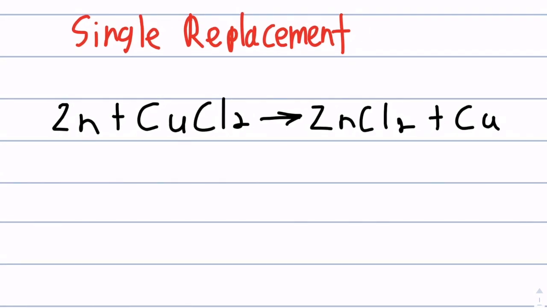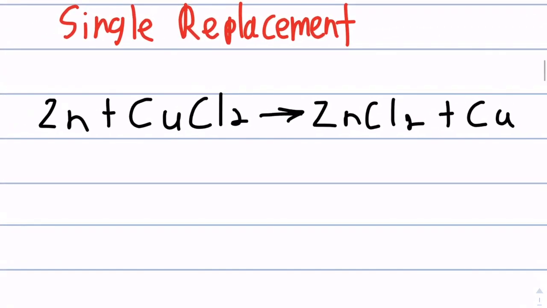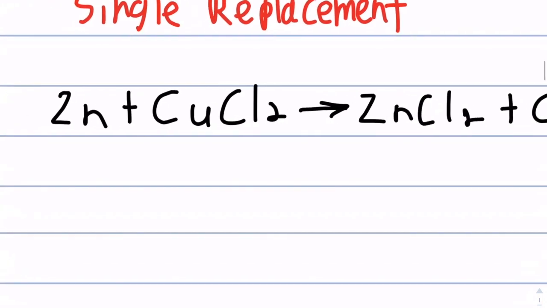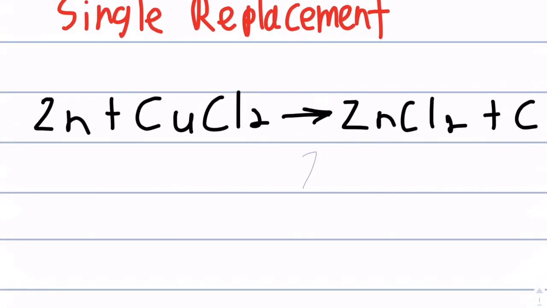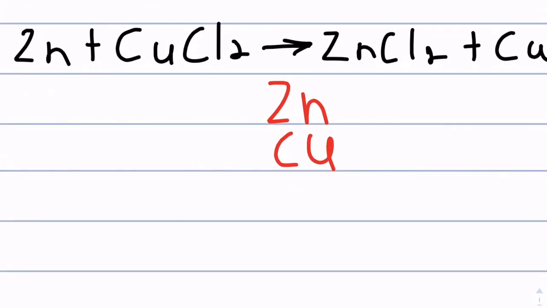This type of equation is called a single replacement equation. And what that basically means is that the reactants just switch places with one another. So in this instance, the Zn and the Cu switch places to make this a single replacement reaction. So again, to balance, just list your reactants on each side. There's Zn, Cu, and Cl.